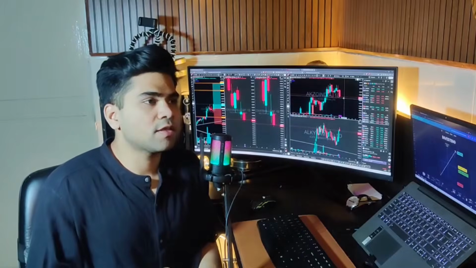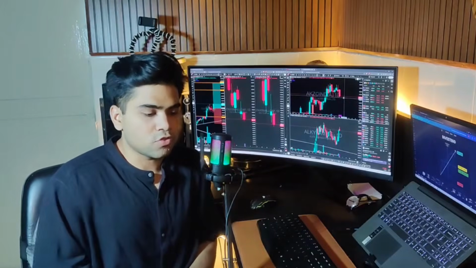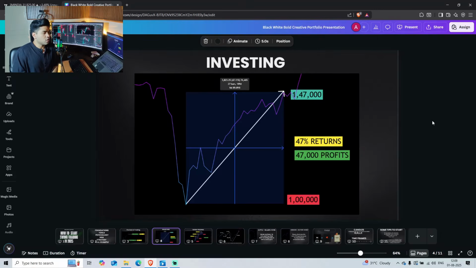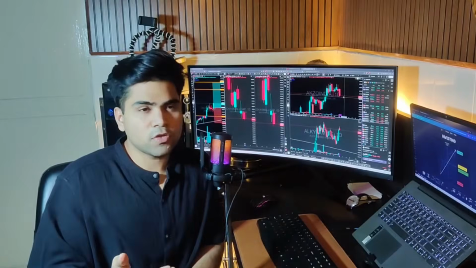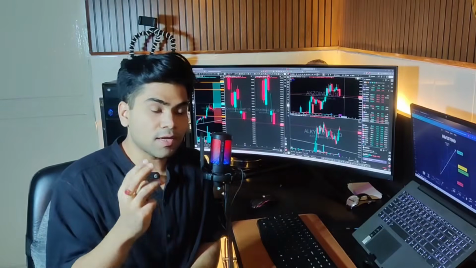When you enter stock market, there are a lot of instruments that you can trade. There are a lot of types of trading that you can do. How to understand which type of trader you are? Okay, so there are three things actually you can do: investing, swing trading, day trading.